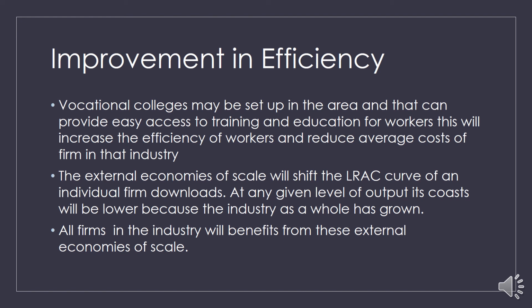Then external economies of scale will shift the long run average cost curve of an individual firm downward. At any given level of output, its cost will be lower because the industry as a whole has grown. All firms in the industry will benefit from the external economies of scale. Not only one firm, all the firms will benefit from the external economies of scale.